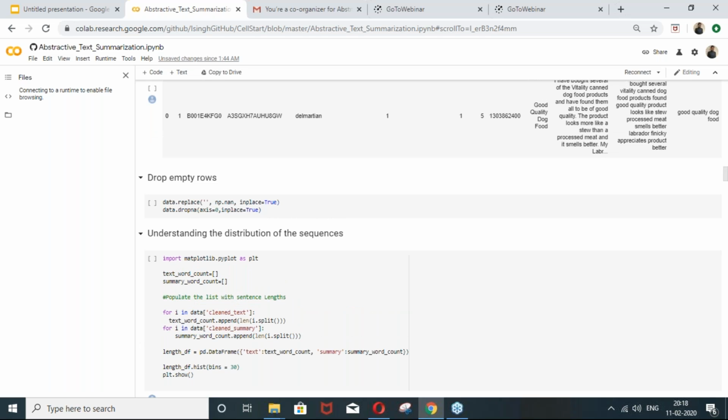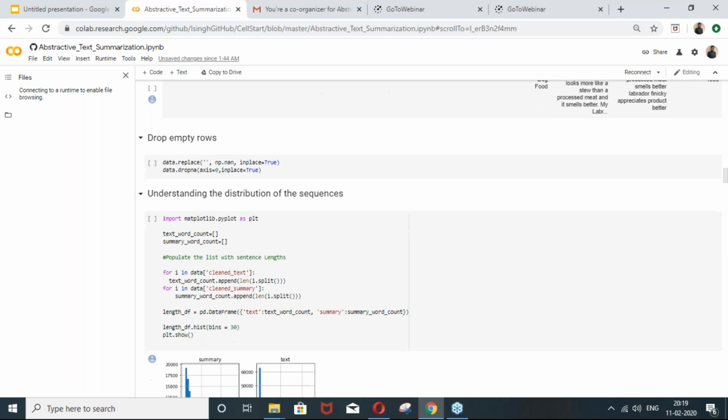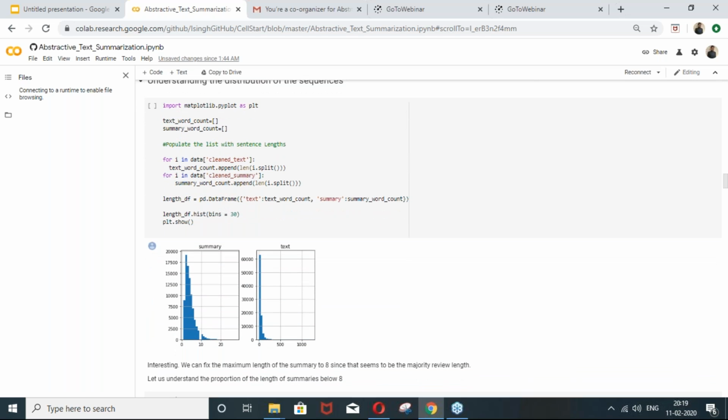Now we have to understand the distribution of the sequence. That's the second important part. Distribution of the sequence, basically what I mean here is we have to know the length of the review and the length of the summary, because while taking the output we should know how many lines of output we want and what size of summary should be fed to it. So for that we have plotted a graph between the summary and text.